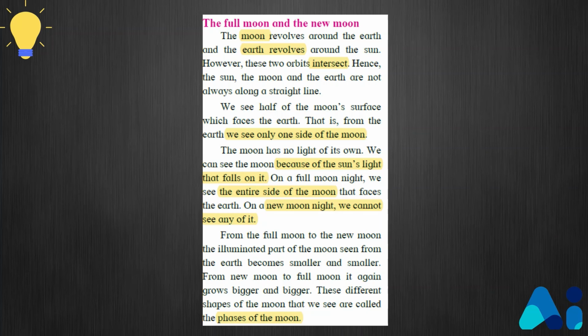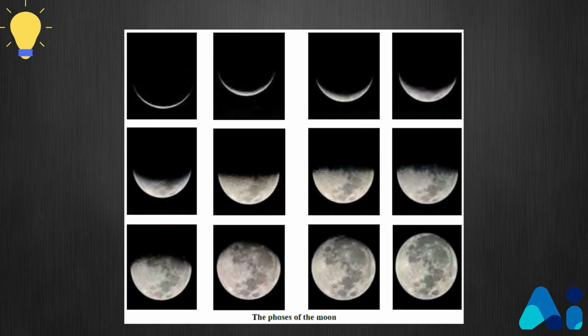Now in the cycle from the full moon to the new moon, the illuminated part of the moon seen from the earth becomes smaller and smaller, right? That's how it shifts, right? From the full moon to the new moon. And once again, it starts growing bigger and bigger, right? The illuminated part starts increasing, and that's how you see these different phases of the moon. Okay, that's important to imagine and understand how the phases of the moon are influenced by its illuminated part, right?